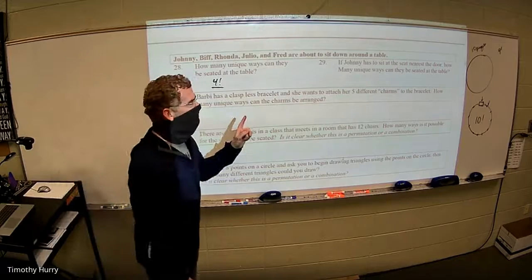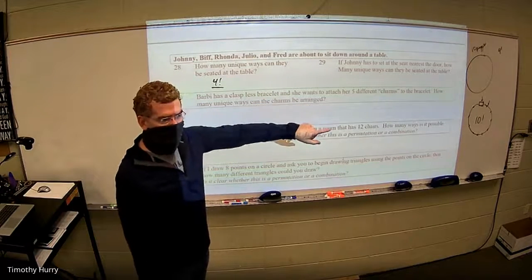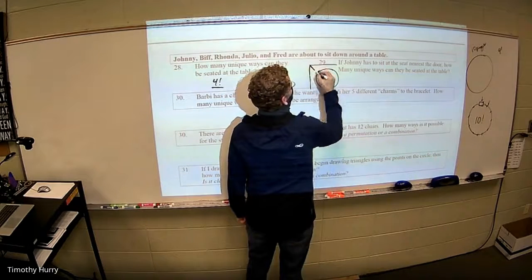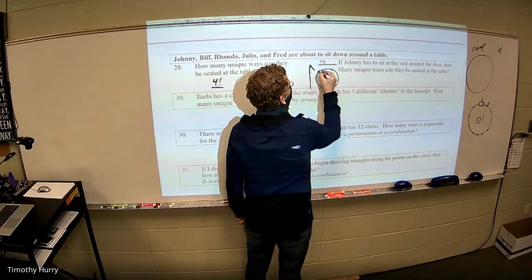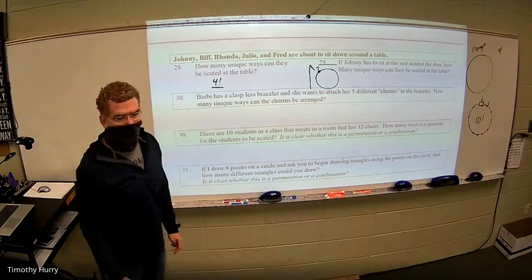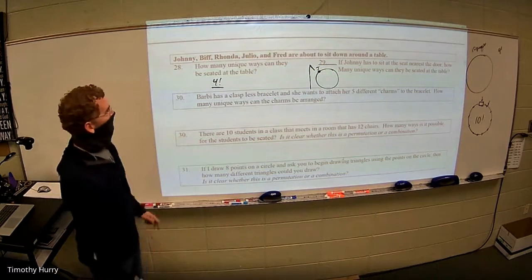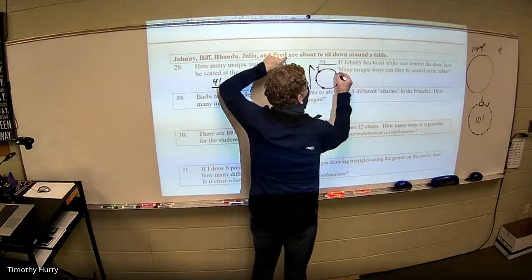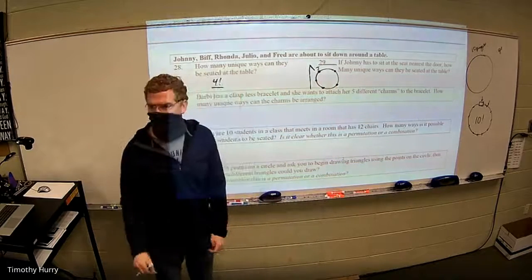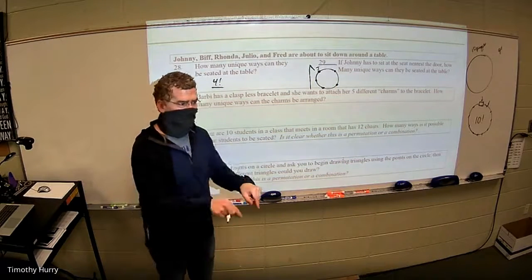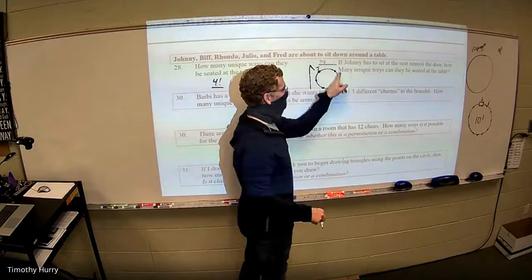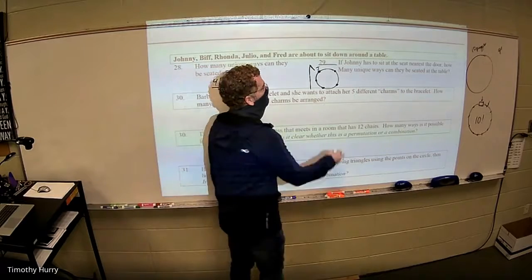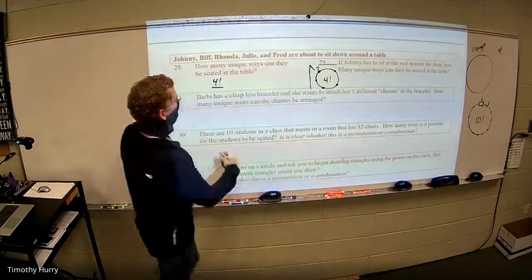If Johnny has to seat nearest the door, all right, now I got a situation where Johnny, say this is the room and there's the door right there, right? So Johnny has to sit right here. Well, what am I really arranging now? The remaining 4, right? And Johnny is kind of acting like the class. So this is a linear situation for the remaining 4. Johnny's not being arranged, right? So what do I end up with? 4 factorial.